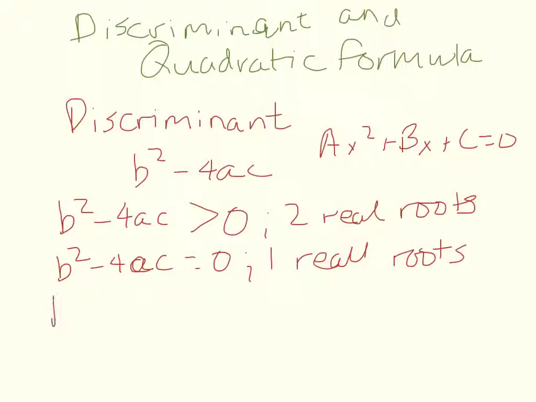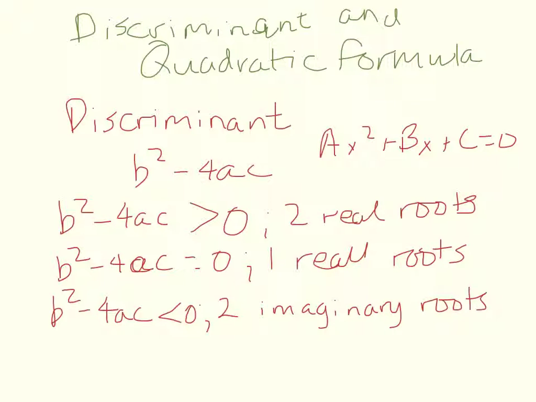And finally, if we have b squared minus 4ac, and that is less than 0, then what you have is no real solution, or you have two imaginary roots. Okay, so let's see how this works.